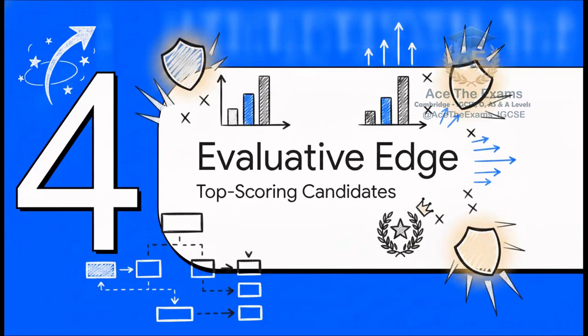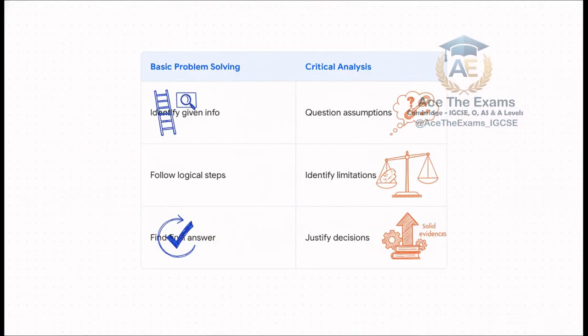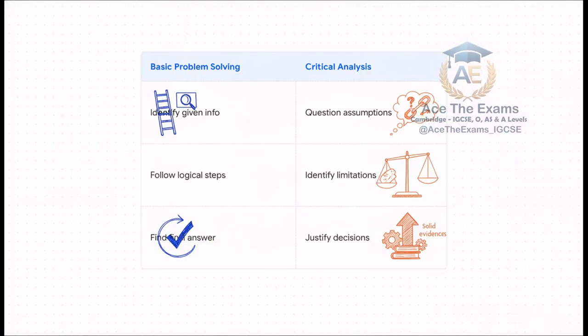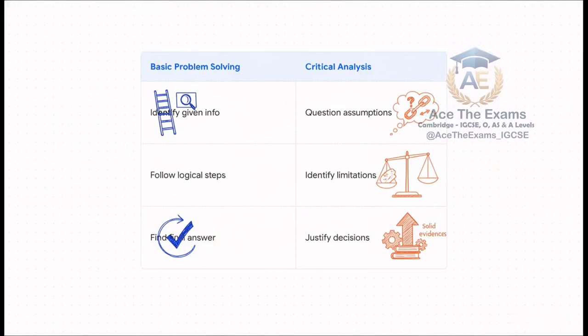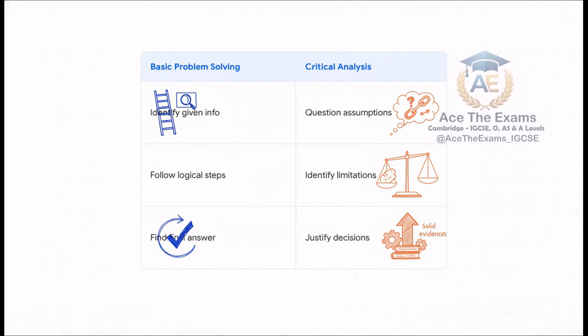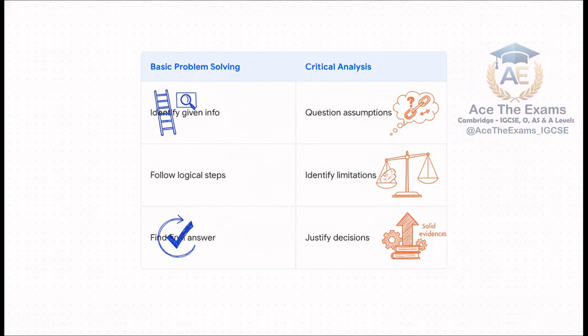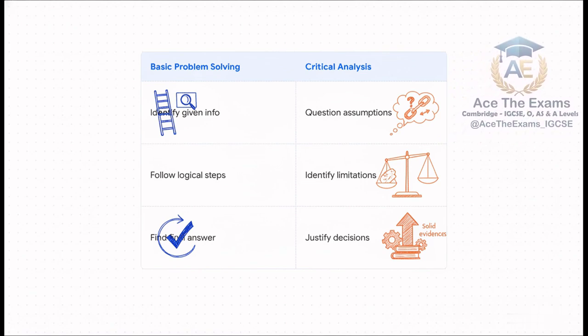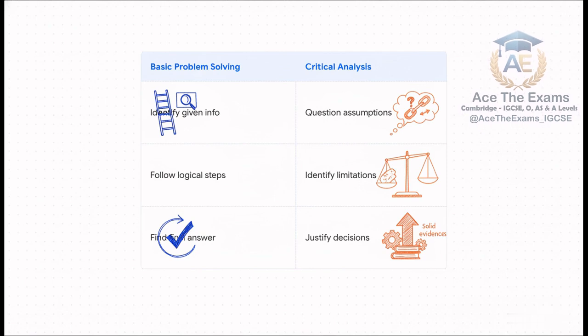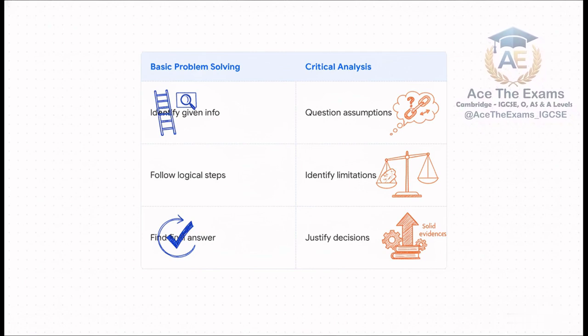Section 4. The Evaluative Edge. Average versus top scoring. So we arrive at the million-dollar question. What actually separates an average, middle-of-the-road candidate from an absolute top-tier A-star scorer? It is the mental shift from basic problem-solving to high-level critical analysis. Basic problem-solving, which means identifying the given information, setting up an if-then rule, and following the logical steps, is good. It really is. It will get you the standard marks.